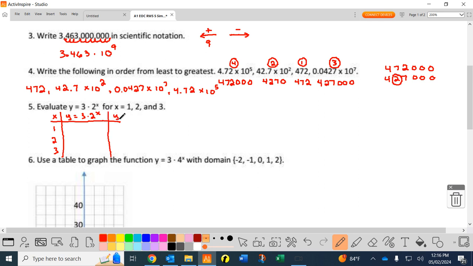So when we look at this, it's going to be y equals 3 times 2 to the first, y equals 3 times 2 to the second, y equals 3 times 2 to the third. We would work each one of these out on a calculator. When you multiply this first one, it should give you 6. For the second one, that should give you 12. And then 2 to the third times 3 should give you 24.